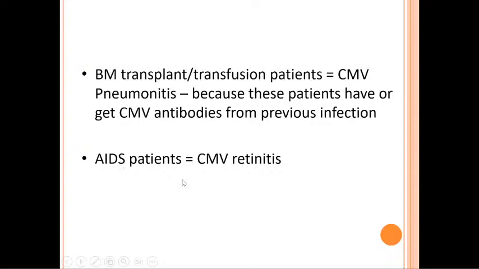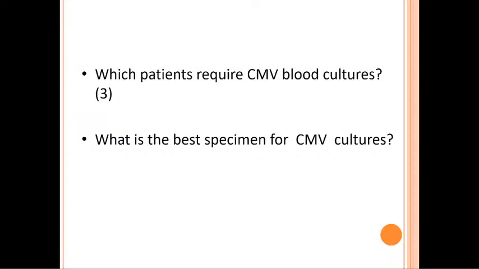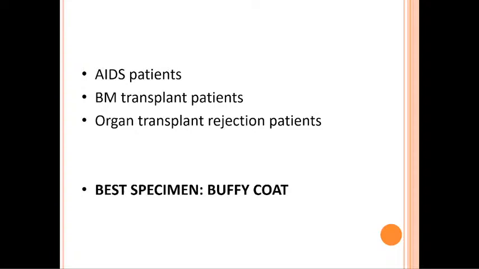Now, patients who require CMV blood cultures are as follows. The two that we discussed previously, AIDS and bone marrow transplant. And, of course, patients with organ transplant rejection. The best specimen of choice that we would use is the buffy coat. Okay? And I think that wraps it up. That's already 10 minutes.